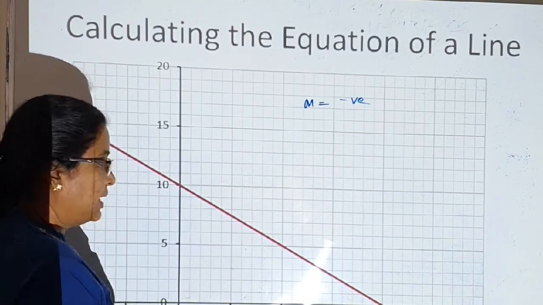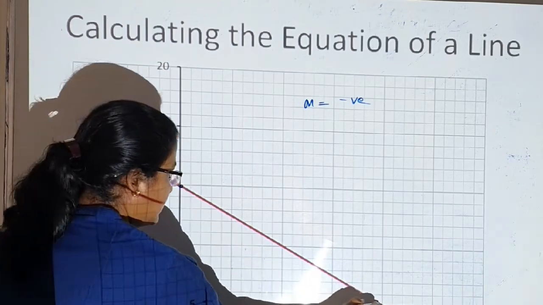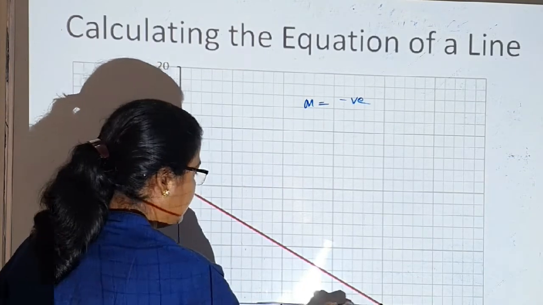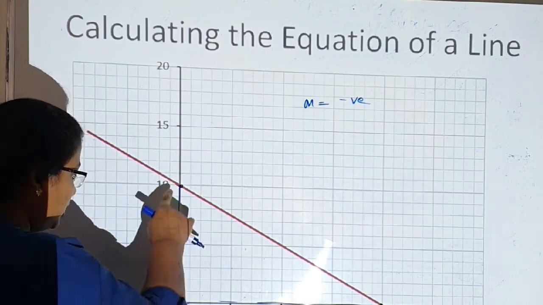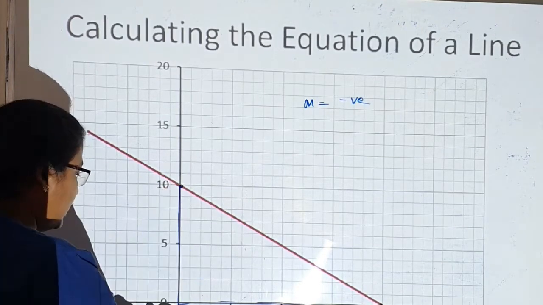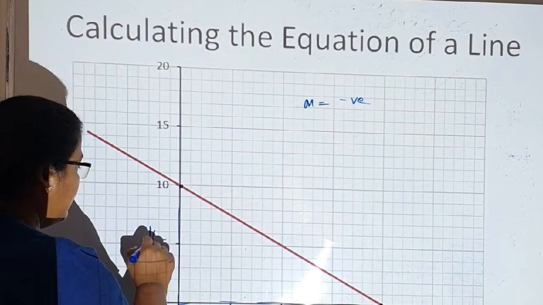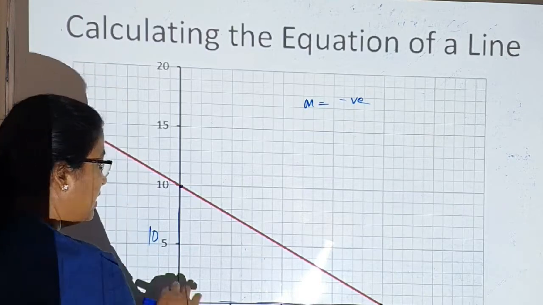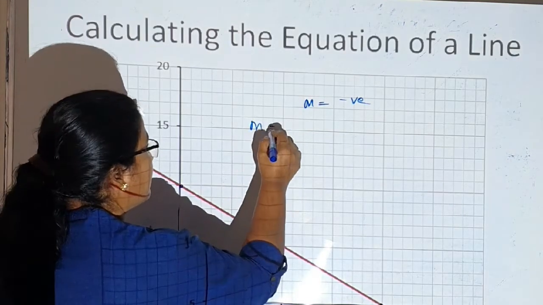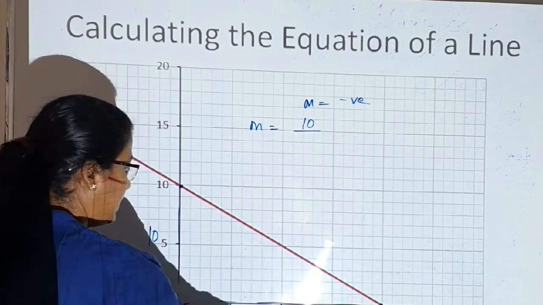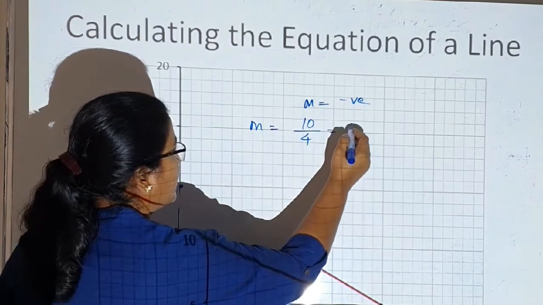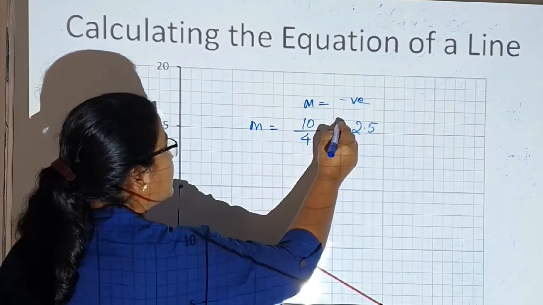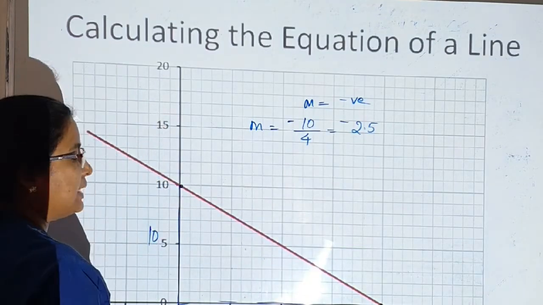Now, an easy way of finding the gradient. Since the line is touching 2 points, you can see a triangle clearly here. What is the difference in y coordinate? The total is 10. What is the difference in x coordinate? The total is 4. So change in y, which is 10, over change in x, which is 4, gives 2.5. That's the gradient. But since the graph is moving downward, we say the gradient is negative 2.5.